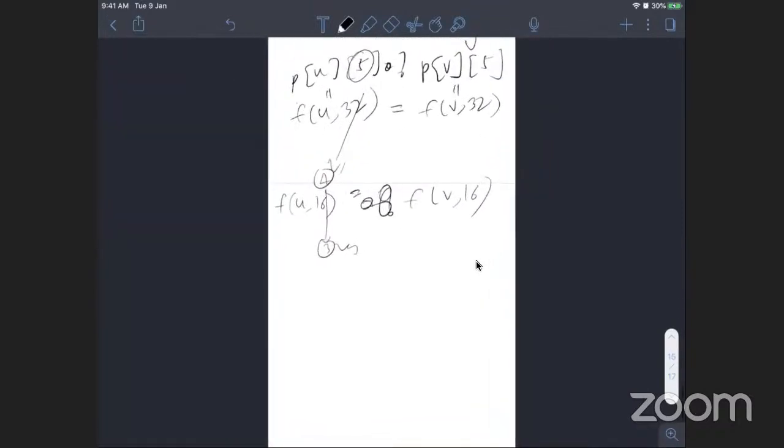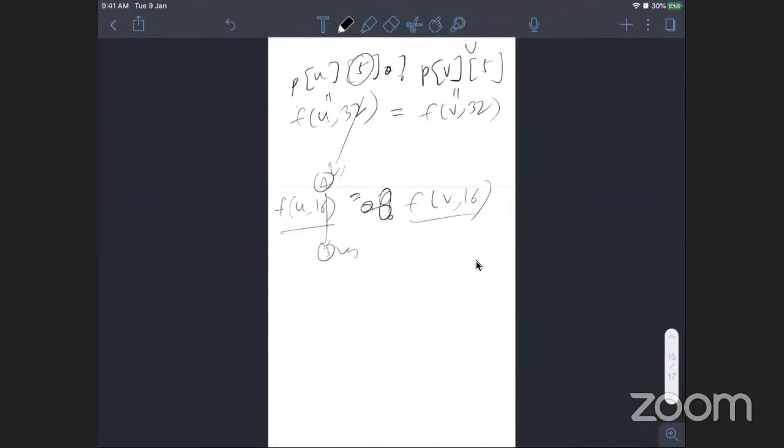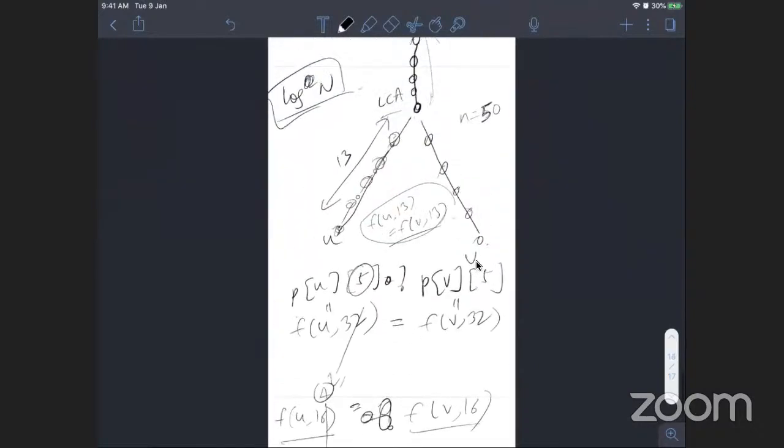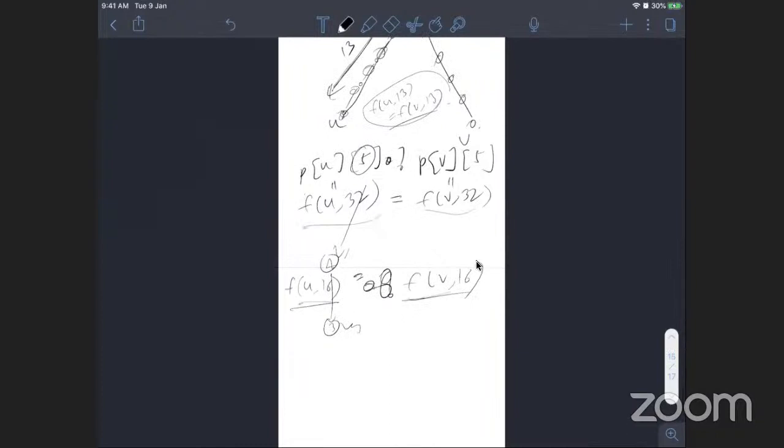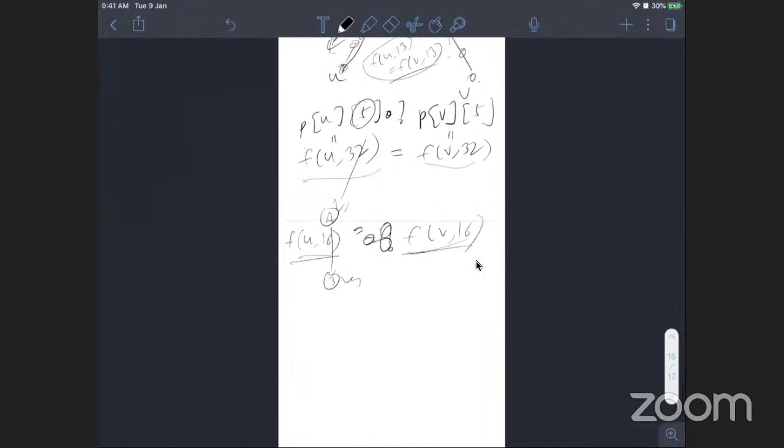So we were here, right? I'll continue from here. Then I'll explain how to fill the P array. So FU16, FV16. And this also matched because recall that the height difference is 13. Everyone remembers this, right? The height difference was 13 between these two nodes. So we checked height 32, then we checked height 16, and both of them matched. Then we went to the third.